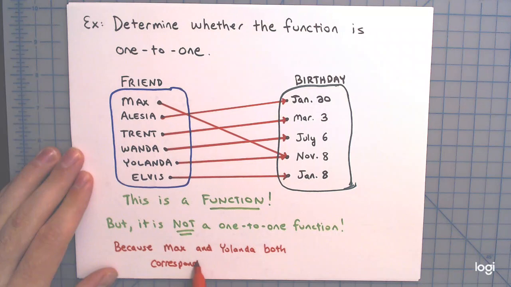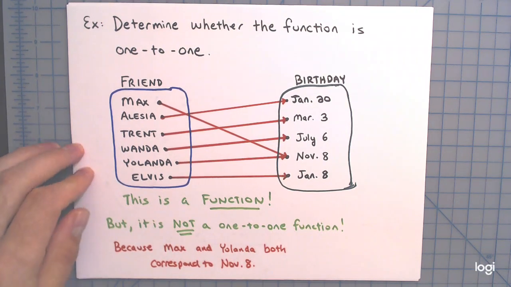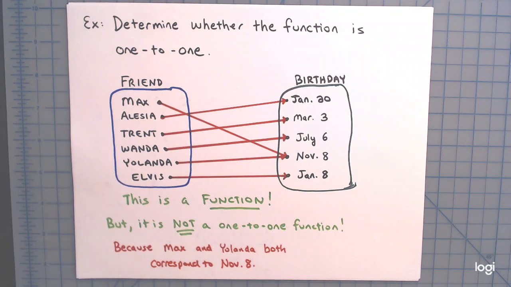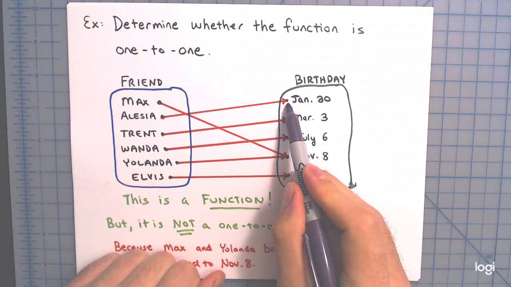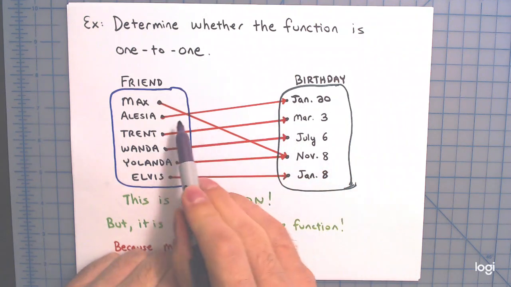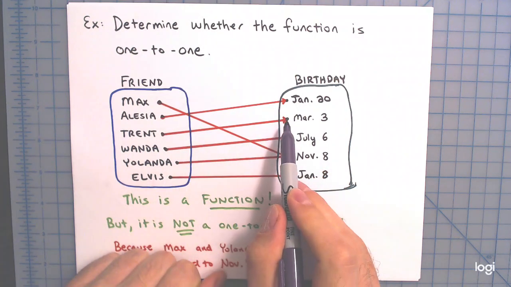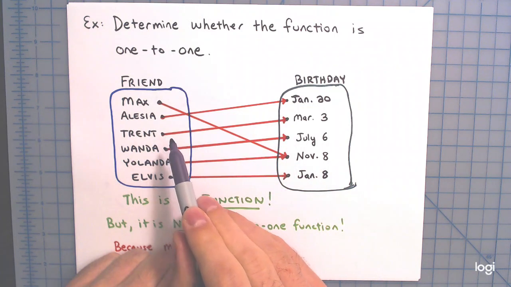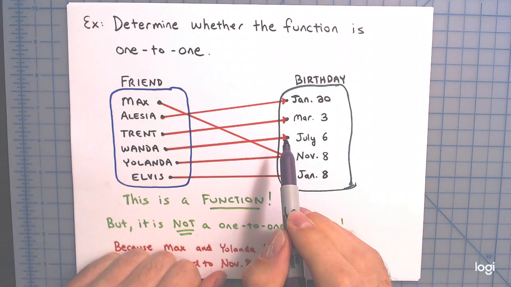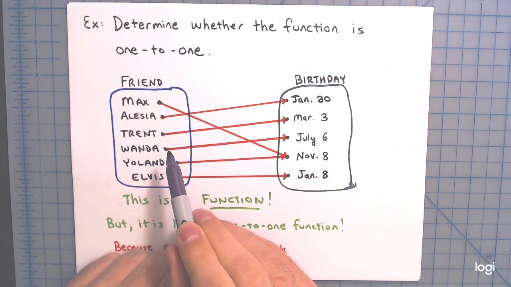Both correspond to that November 8th birthday. All right, so what I'm looking for in a mapping to determine whether or not the function is one-to-one, I'm looking at the output values, right? This output, January 20th, is mapped to by only one input, great. This output is mapped to by only one input, right? Trent, that's great. This output, July 6th, is mapped to only by Wanda, wonderful.